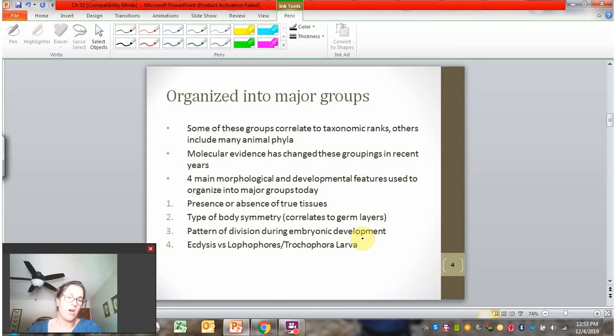And so we'll be focusing on how they're grouped today by taking a look at this list here, these morphological and developmental features that do reflect phylogeny. So we'll talk about the presence or absence of true tissues. We'll look at type of body symmetry and how that relates to germ layers. We'll also look at how the way cells divide during embryonic development is significant to animal evolution. And lastly, how the trait of ecdysis, also called molting, and certain types of feeding structures and larvae are also significant to evolutionary relationships in animals. So these are the traits we'll focus on in this chapter before exploring animal phyla.